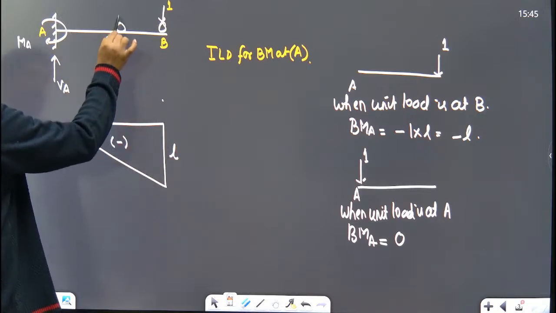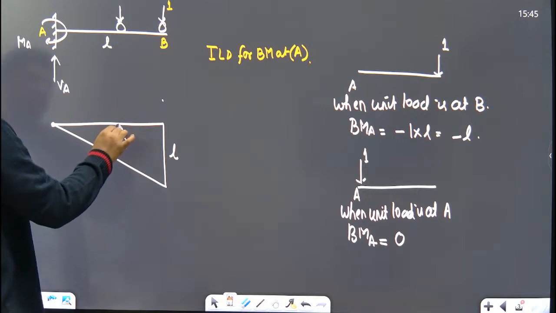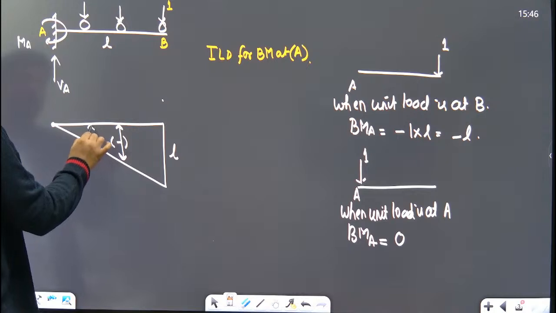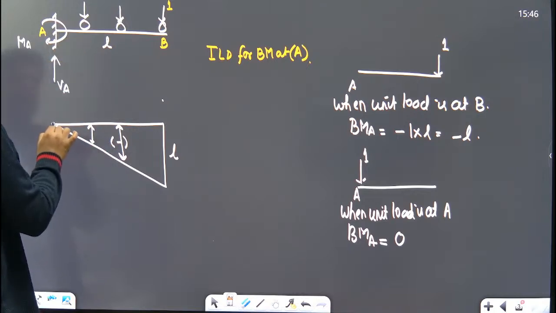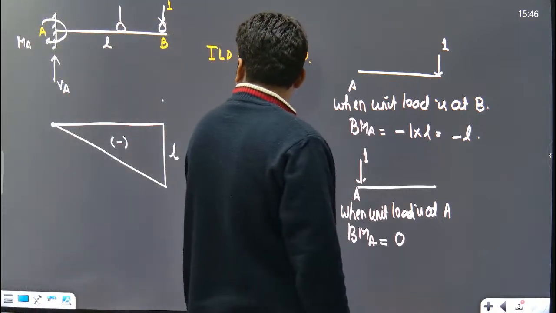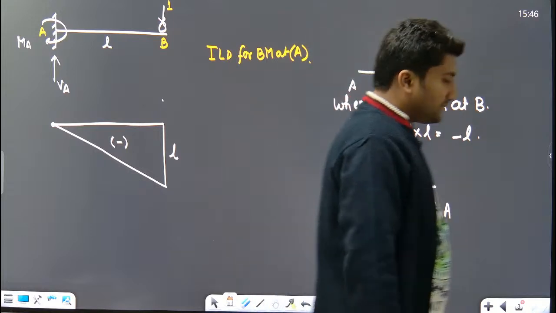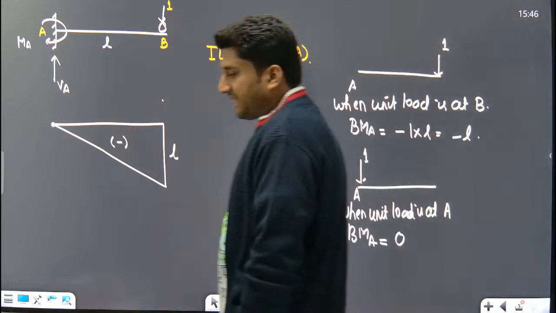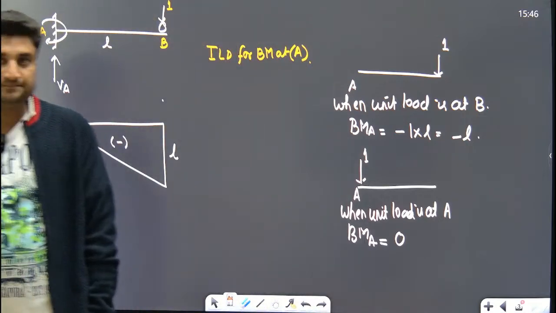When unit load is at this position, what is the bending moment at A? This much amount. When unit load is at this position, what is the bending moment at A? This much. When unit load is at A, what is the bending moment? It is 0. I hope it is clear. Yes or no? Understood everyone?